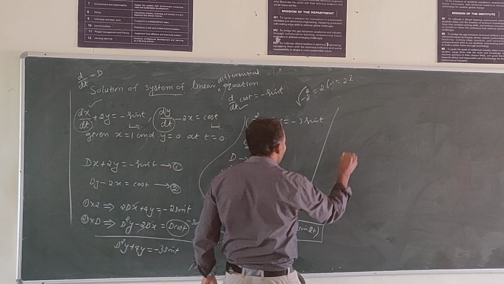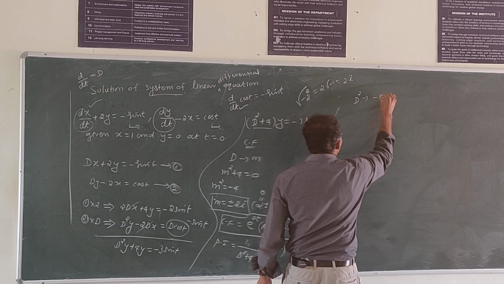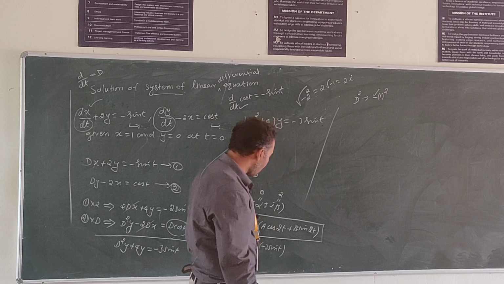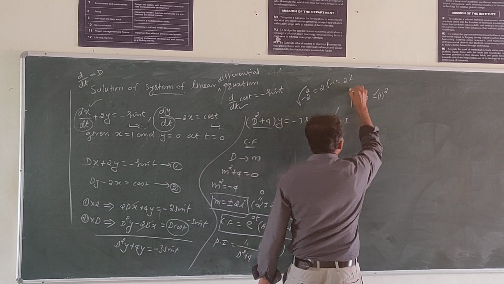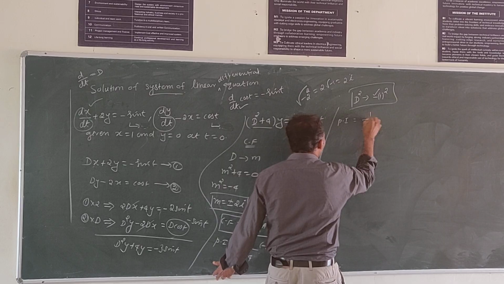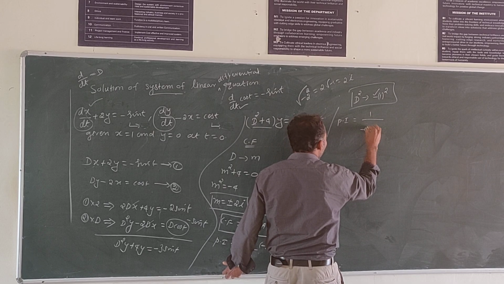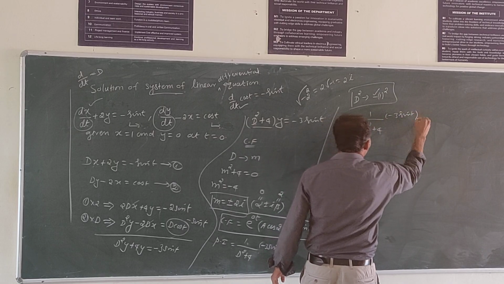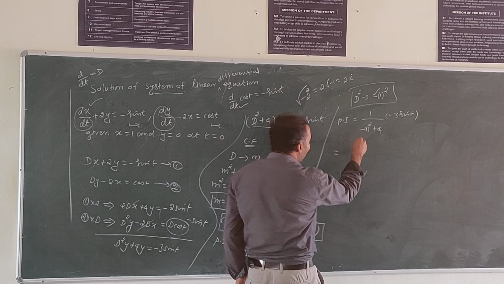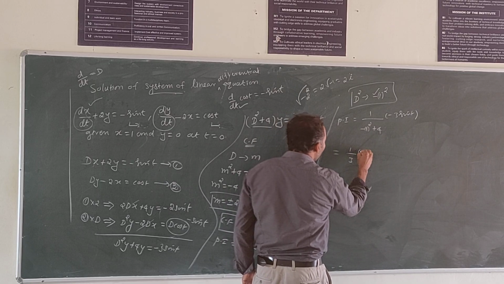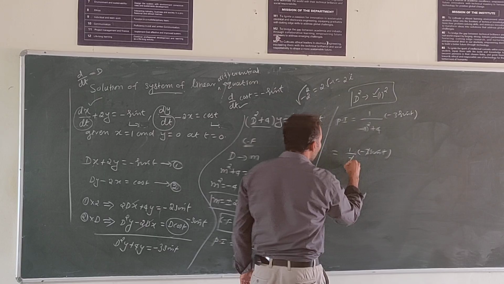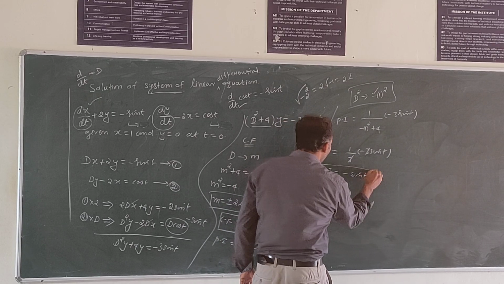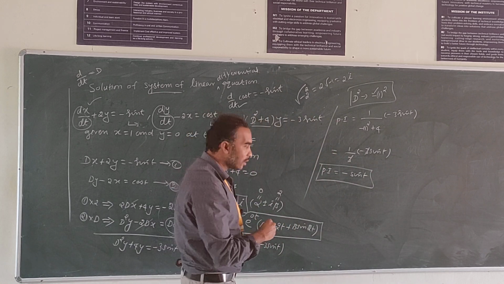Here 1 is there. So replace d square by minus 1 square. The minus never changes. So particular integral equal to 1 by minus 1 the whole square plus 4, minus 3 sin t. Whatever the value, 1 by 3 into minus 3 sin t, the 3 cancels. So the particular integral equal to minus sin t.